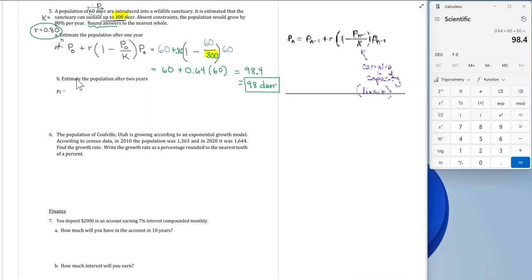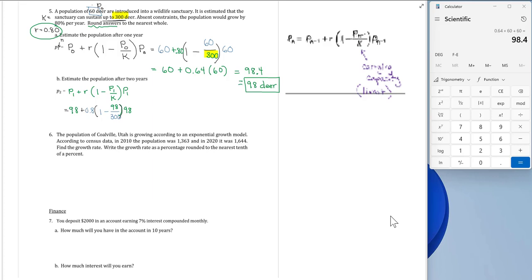To find P sub 2, we're going to repeat this process, except for every P sub 0 is going to be replaced with P sub 1. So P sub 2 is going to be P sub 1 plus R times by 1 minus P sub 1 over K divided by P sub 1. Use the same rate and carrying capacity as we did before.